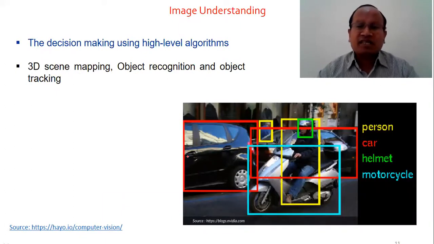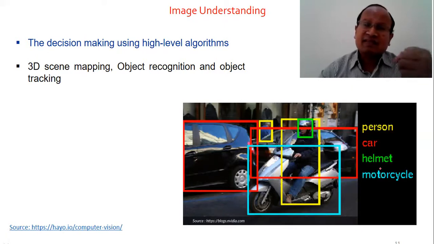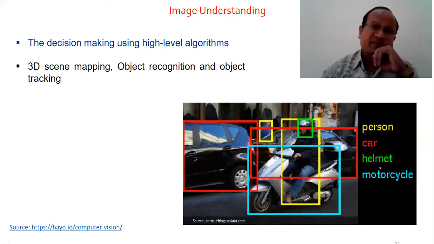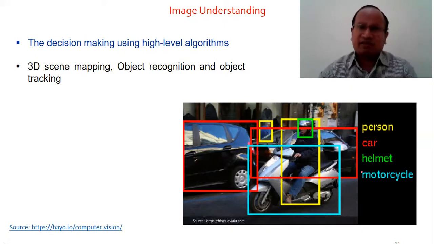Then comes image understanding. You look at the picture: this is a person, this is a car, the person is wearing a helmet, the person is riding a motorcycle or motorbike. This distinction, this identification, how does a computer do it? It has understanding capability, the ability to interpret, the ability to classify, capturing the data and classifying it.